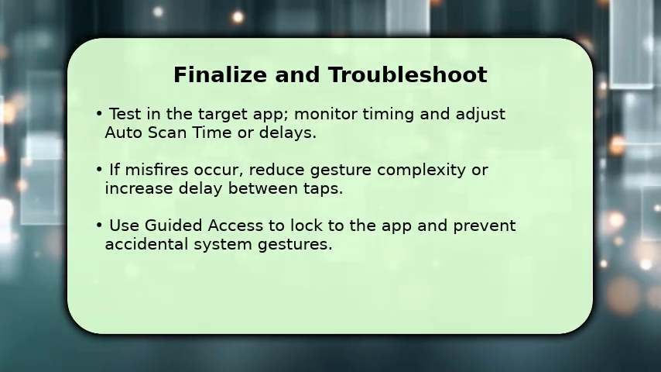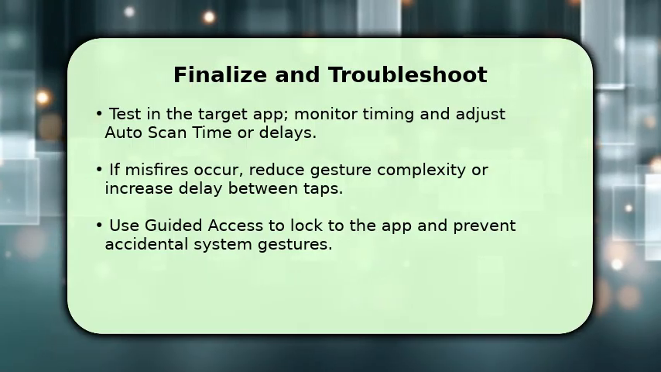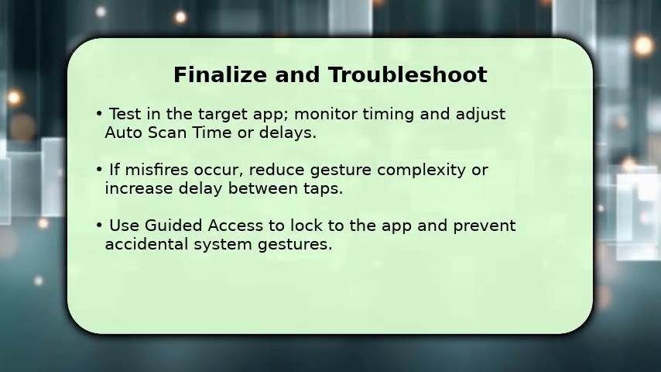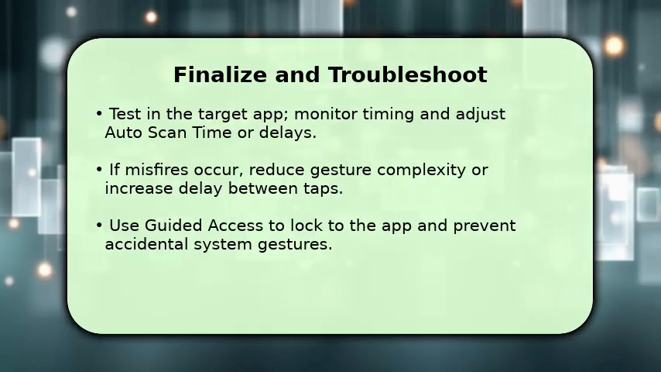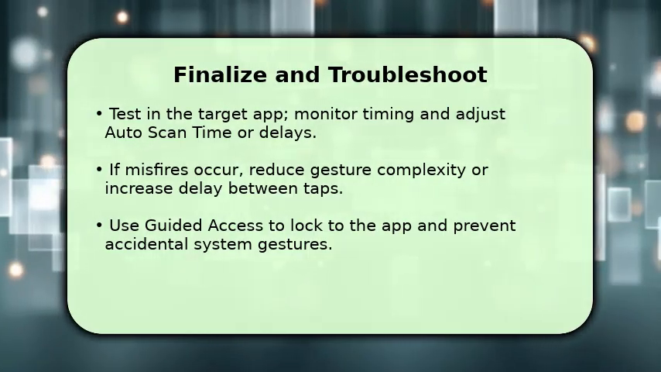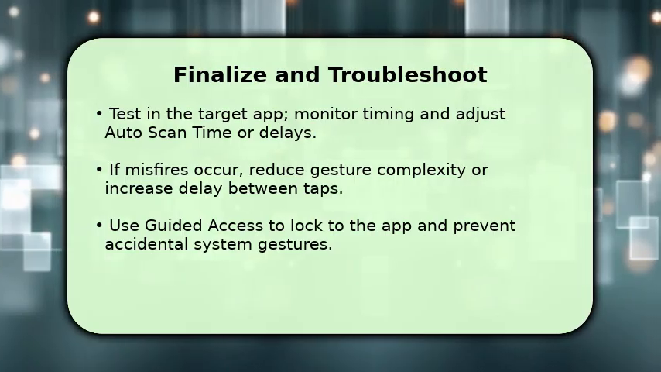Once stable, enable guided access to lock the device to the app and block accidental swipes. If things still fail, reboot the device and re-record the gesture. This resolves many timing and calibration glitches.